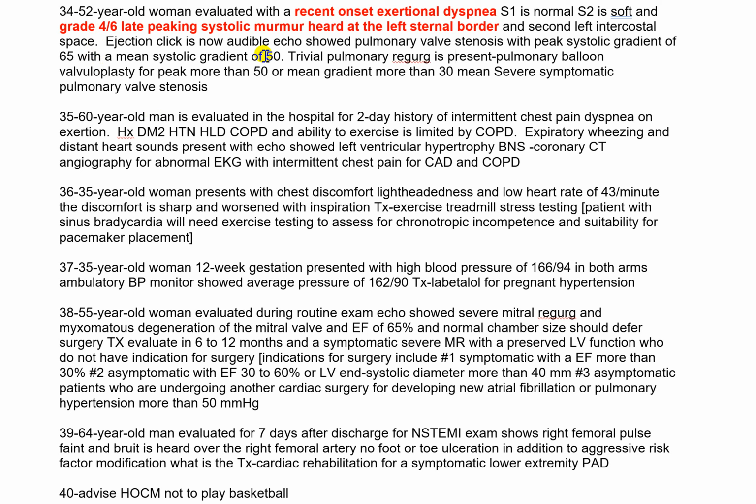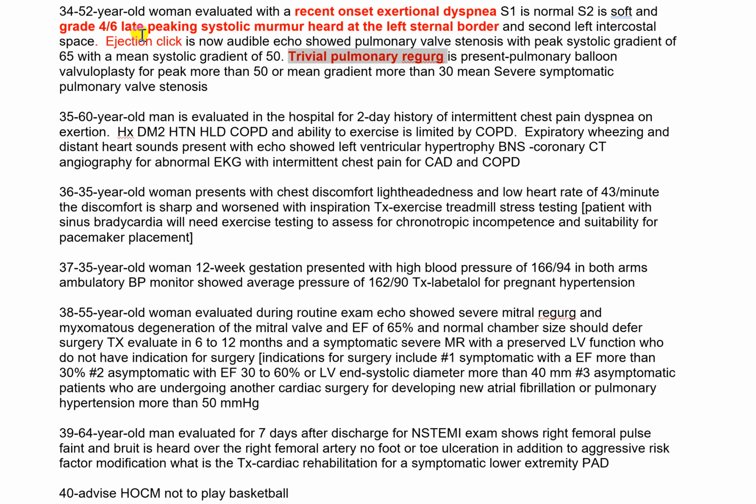Late peaking systolic murmur at the end of the left sternal border and second left intercostal space, okay? Now, also there's ejection click, okay? And echo showed pulmonary valve stenosis, okay? So they gave us the diagnosis, and peak systolic gradient of 65, okay, with a mean systolic gradient of 50. And pulmonary regurg is present as well, okay?